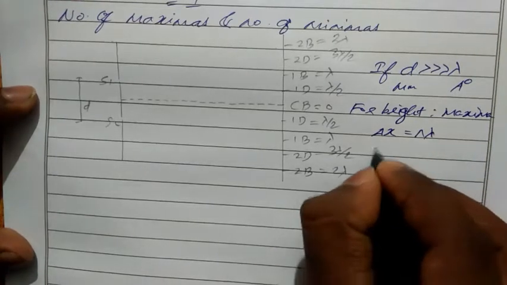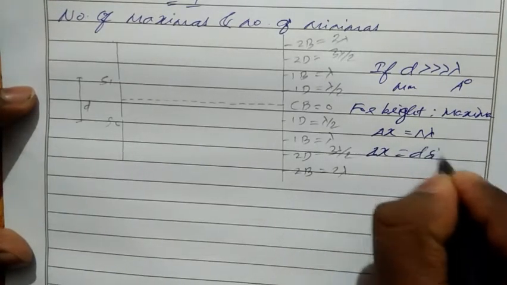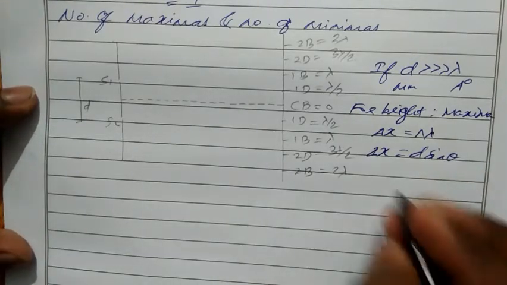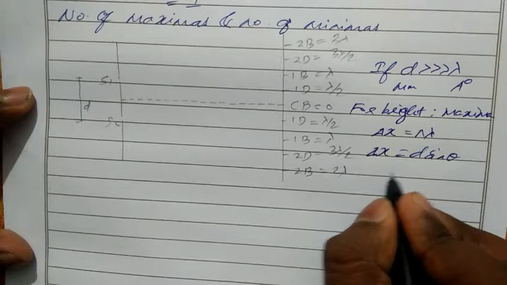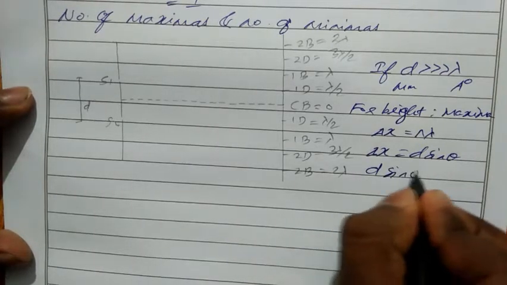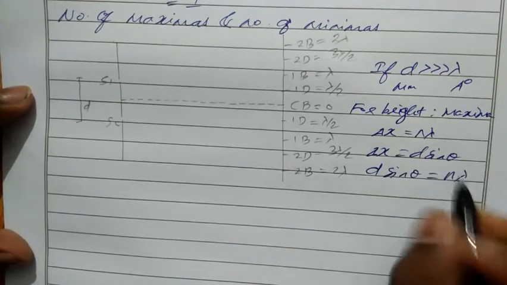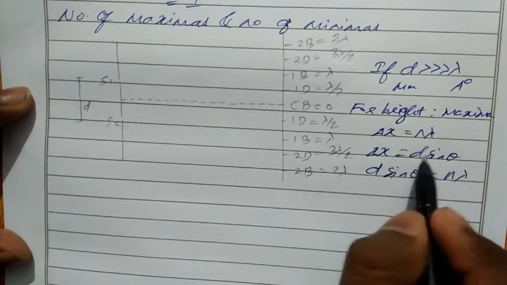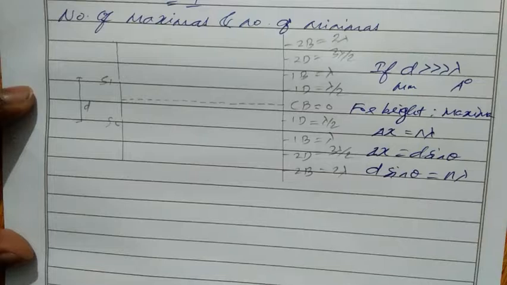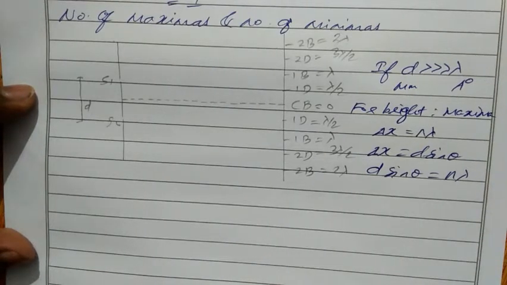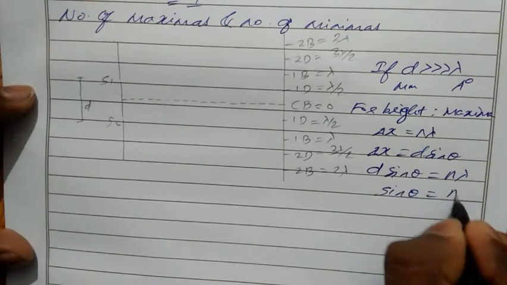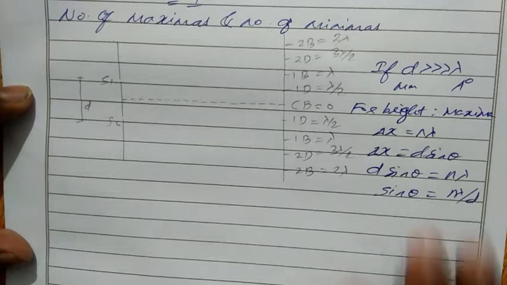Then we have another formula, del x equal to d sin theta. We can write d sin theta equal to n lambda, since we take del x equal to n lambda. So substitute this value in this equation. We have d sin theta equal to n lambda. We don't know the n, the number of fringes. Then we can write sin theta equal to n lambda divided by d from this equation.